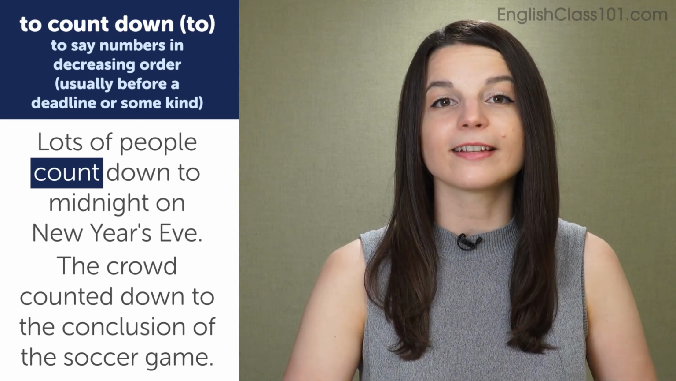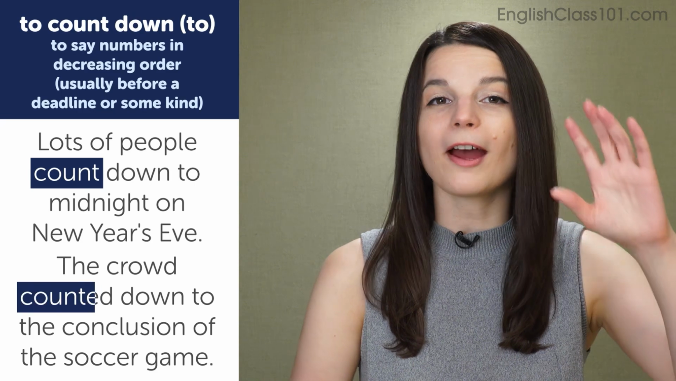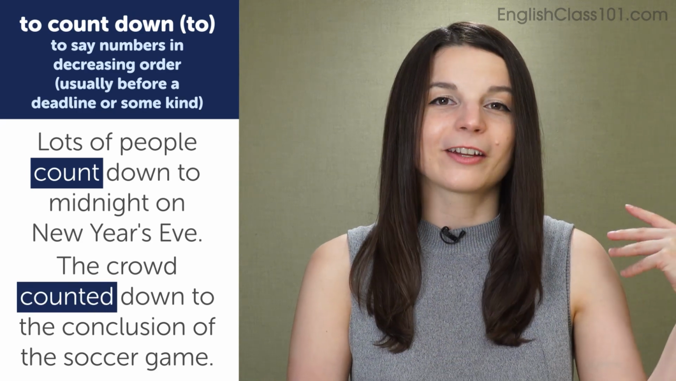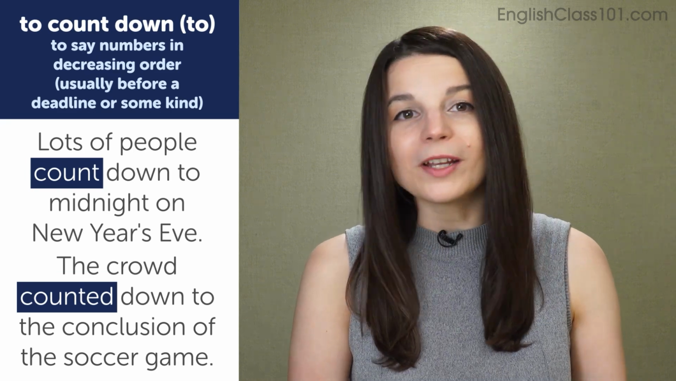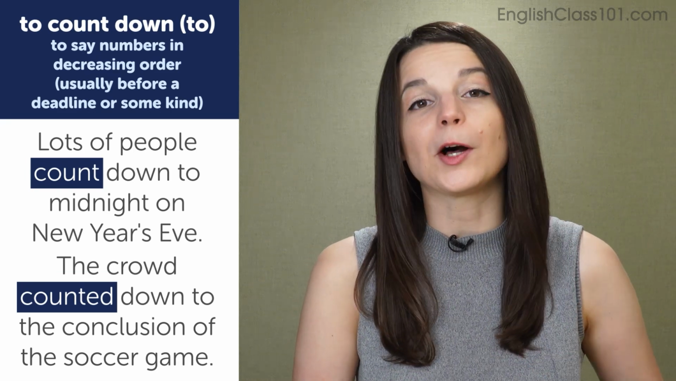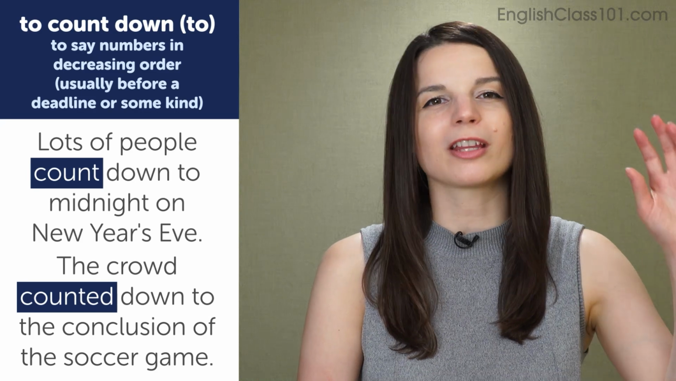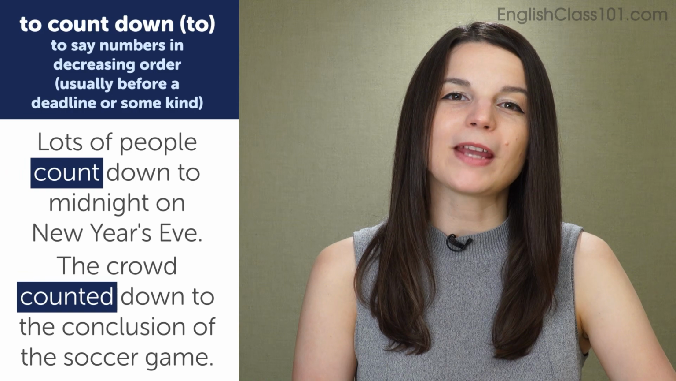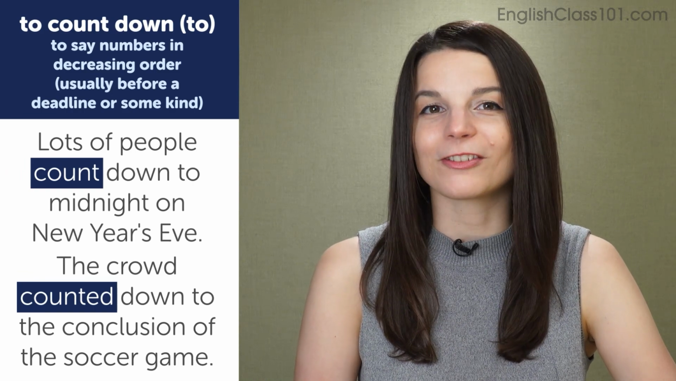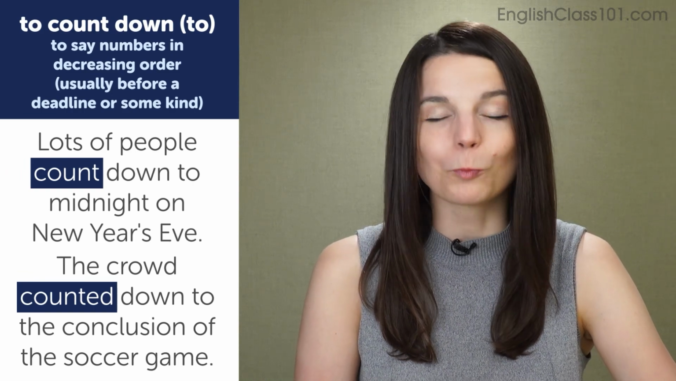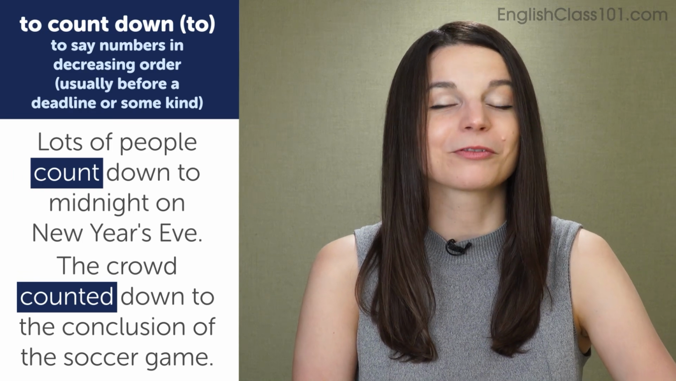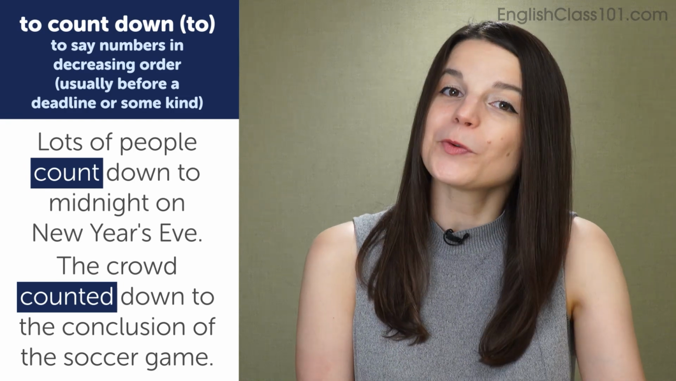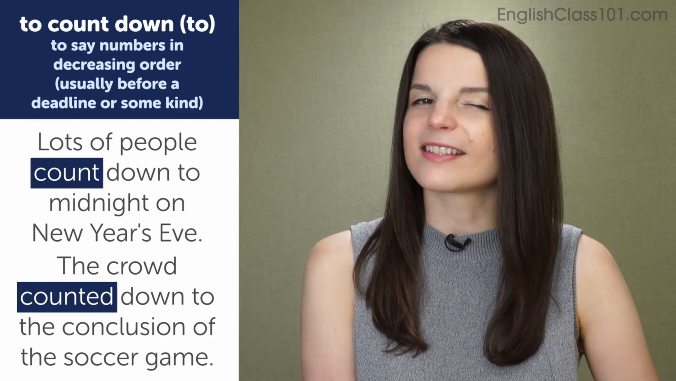So in the second example sentence, with soccer, the crowd counts down the last seconds of the game. So the crowd is excited to see their team win, perhaps, so they might count down the final seconds of the game, usually from like 10 until 0. So countdowns typically aren't very long. If you start counting down like way before an event happens, it's really irritating. But typically when you count down to something, it's just the last 10 seconds or so.